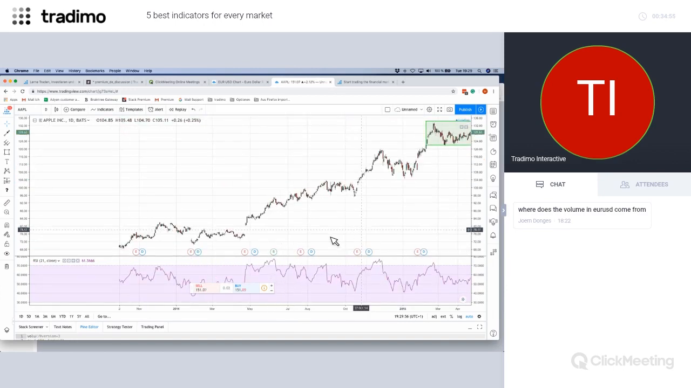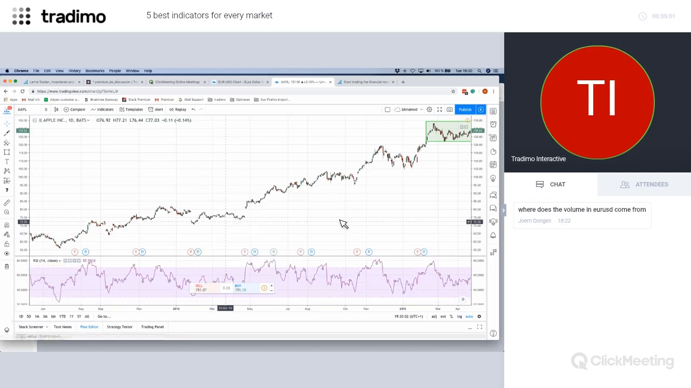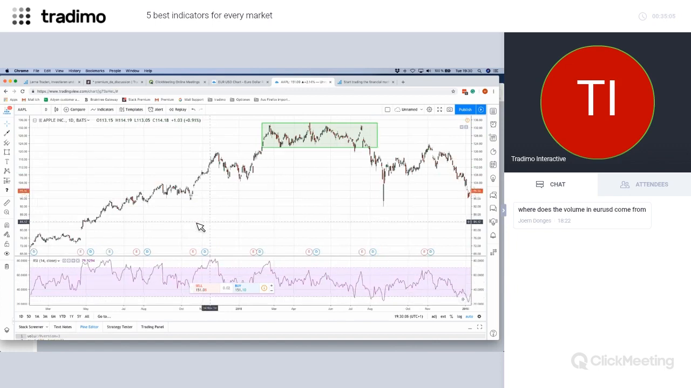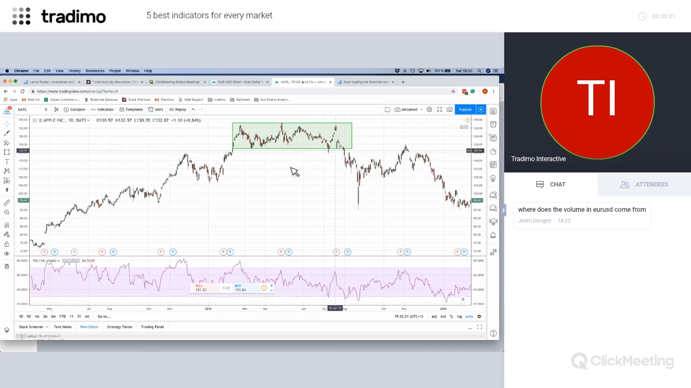Or maybe we can change the period back to 14, then it's more sensitive, and of course you get more signals. And here, for example, this is the spot. So we are at the bottom of the range, and at the same time the RSI is below 30, this would be a good spot to go long. And you can see pretty clearly what happened afterwards.